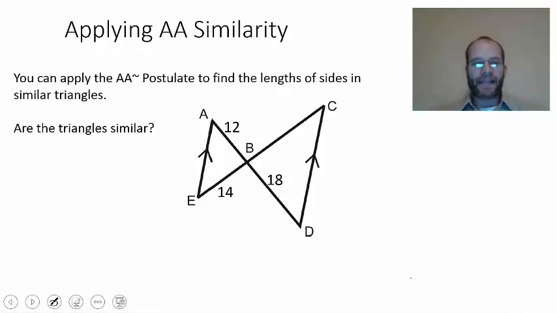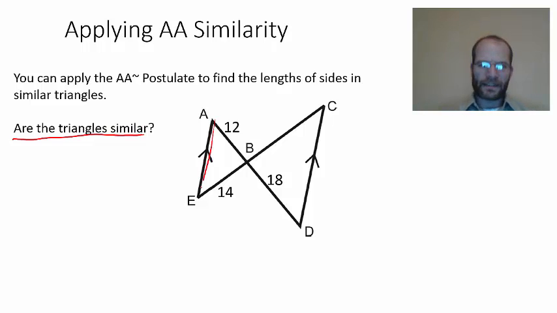So let's start by asking the question here, are the triangles similar? Are these 2 triangles similar? That's the first question we need to answer. Because if they're not similar, then there's no point in trying to determine the proportions. We have 2 parallel lines, AE and CD, and we have some transversals that intersect those lines. And we know that when we have a transversal intersecting parallel lines, alternate interior angles are congruent, so that means this angle is congruent to this one.